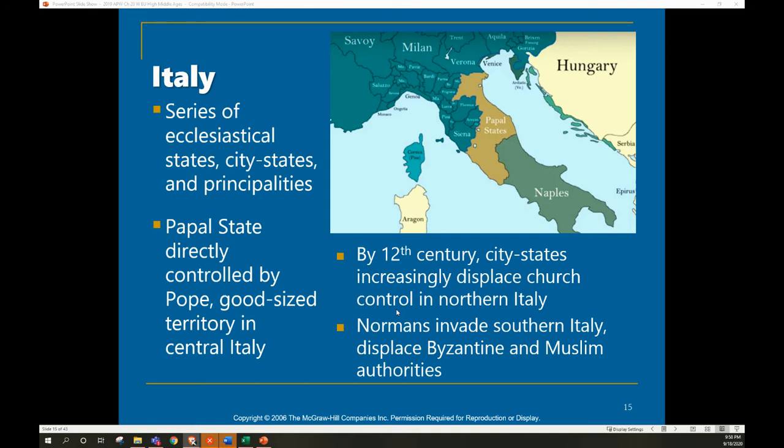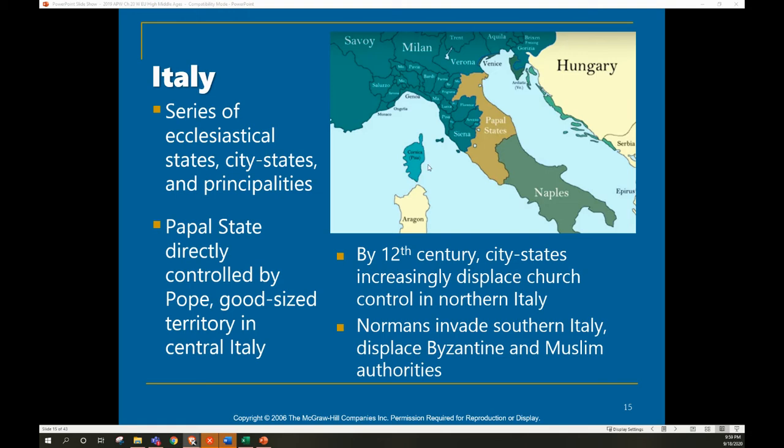Moving over to Italy, Italy as you know it isn't going to exist until the 1800s. In this time period, what we know as Italy is going to be just a mess, especially up here in the north. You'll notice there's a whole bunch of different provinces. There's going to be a whole series of ecclesiastical, which means attached to the church, city-states and principalities. The papal state here is controlled by the Pope, and it's a good-sized piece of territory. But here in the north, all of these areas are going to continue to get so rich that they're going to be able to fight off the total domination of the church.